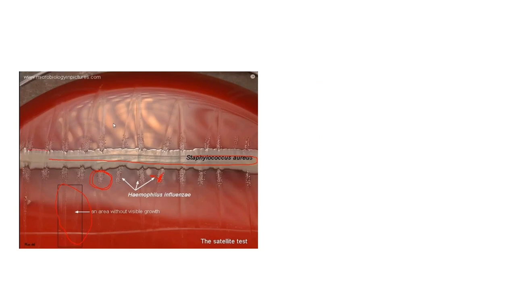See, this is Staphylococcus aureus, and see this Haemophilus influenzae. I'll show you with a laser pointer. So this is Staphylococcus aureus, and these are the Haemophilus influenzae, and this is known as satellitism. See, an area without visible growth, here there is no visible growth. Here there is visible growth. You understood? I hope you understood. These are the Haemophilus influenzae.